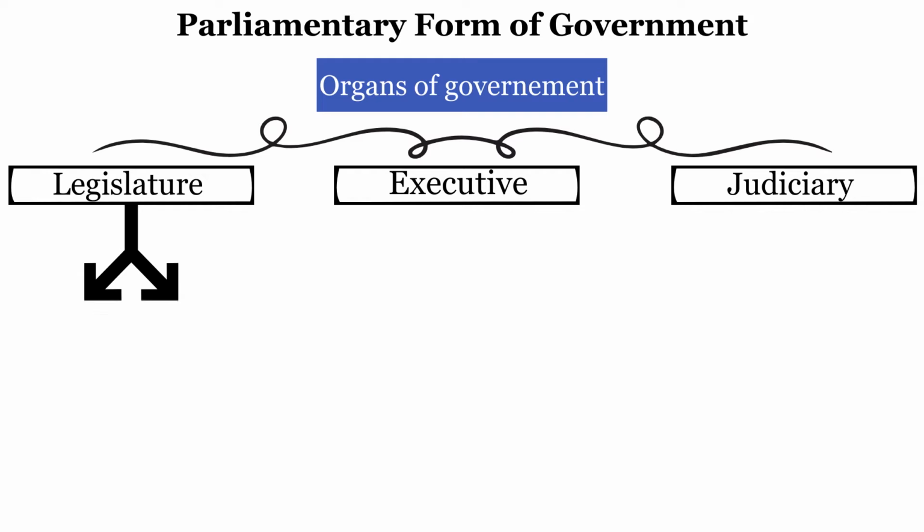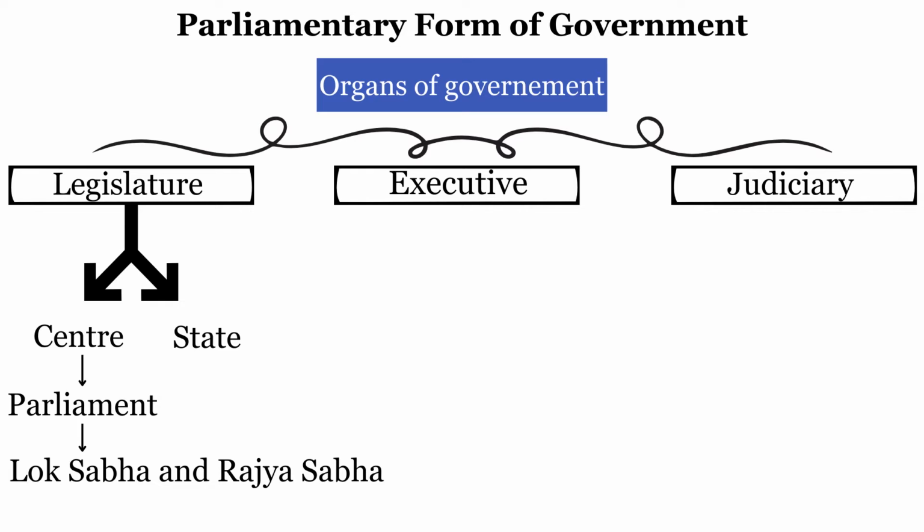Legislature. At the center, the legislature takes the form of the Indian Parliament, a bicameral body consisting of the Lok Sabha and the Rajya Sabha. At the state level, each state has its own legislature responsible for enacting laws and overseeing the state's governance.